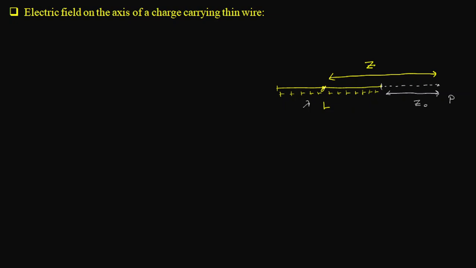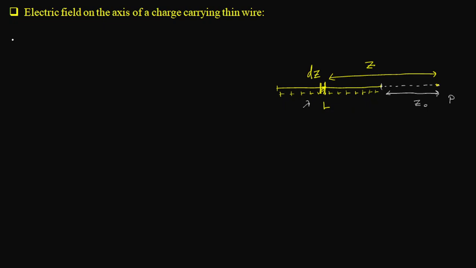The distance of this point with respect to point P is z. Now we have to consider an elementary length around this point. In this case, we can consider this elementary length to be dz. If we consider elementary length dz, then what will be the charge on the elementary length? Lambda into dz. For that, we have to write the electric field here.